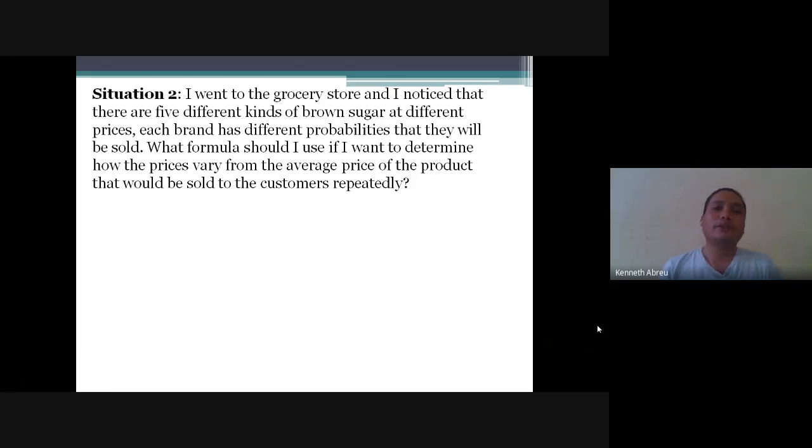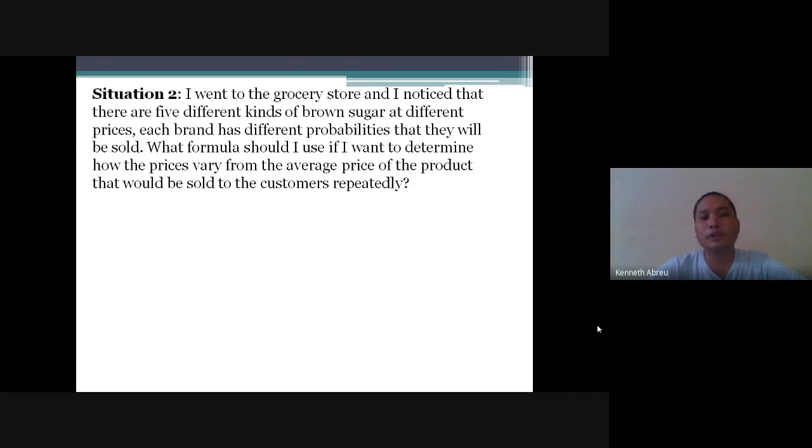Okay? Next, situation number 2. I went to the grocery store and I noticed that there are 5 different kinds of brown sugar at different prices. Each brand has different probabilities, and the price is sold to the customers repeatedly. Based on the given situation, you are going to identify the variability of the prices of those 5 different kinds of brown sugar.